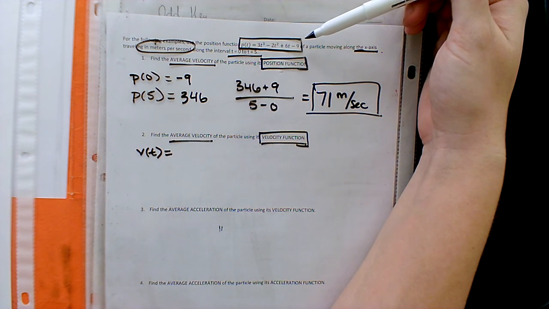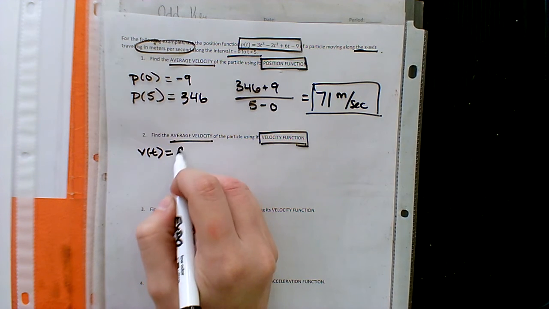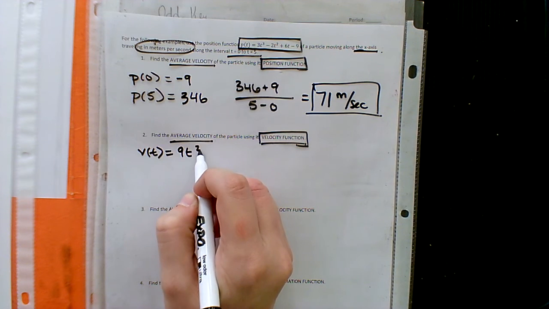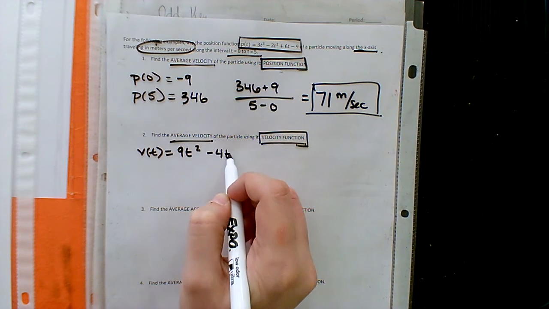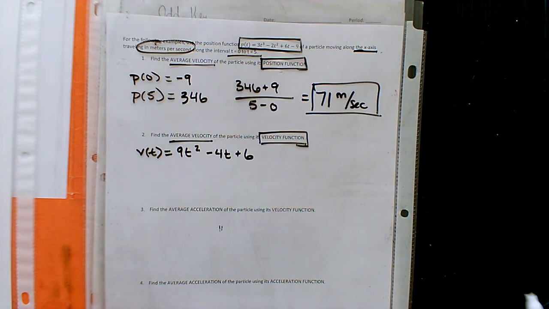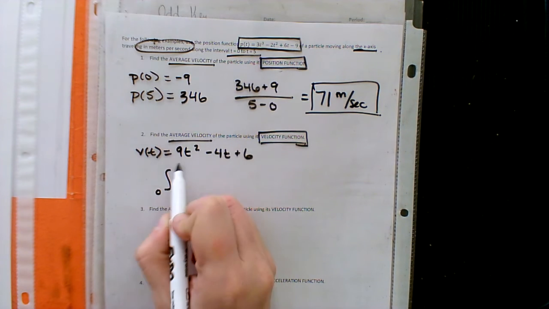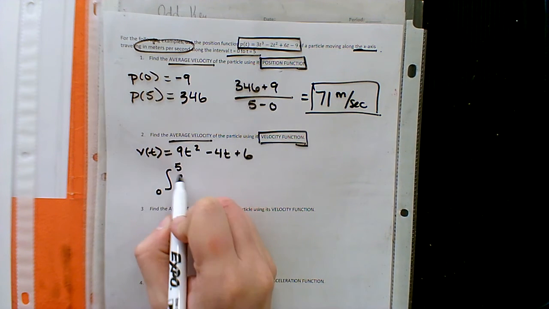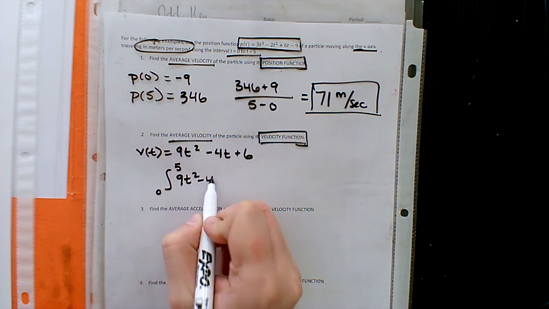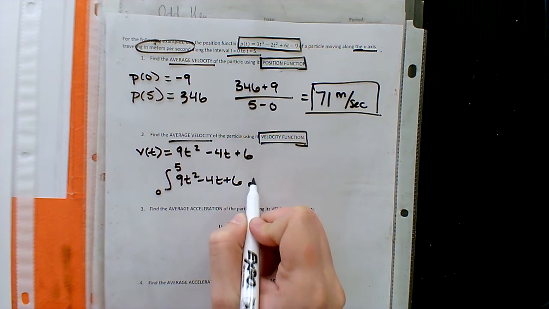Differentiate position. So 9t squared minus 4t plus 6. Okay, so in order to find average velocity using velocity, we're going to have to use that integral concept. Our bounds are from 0 to 5. We're going to utilize our velocity function.